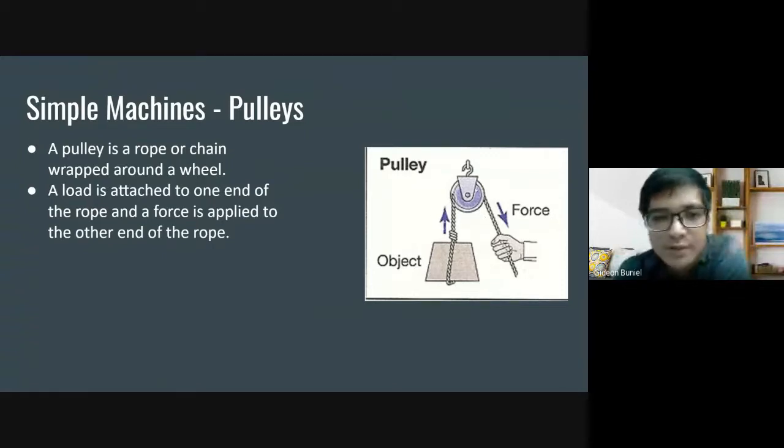So as you can see here, a load is attached to one end of the rope. So this is the load or the object. A force is applied to the other end of the rope. As you can see, we have arrows here to indicate the force. So the force is downward. If we apply force here, then the object will rise up. So that's basically the pulley system. So it's very understandable.